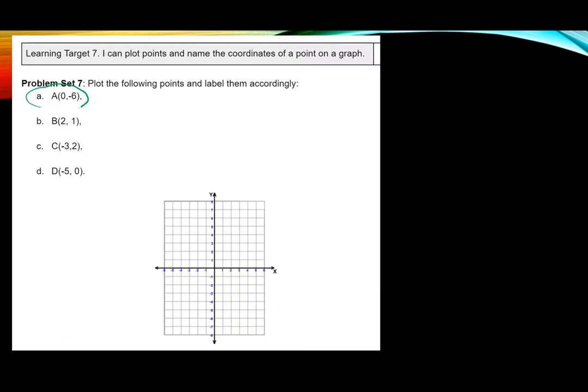So I'm going to take a look at A in green. We're going to first go with our X, right? It's going to be X before Y. You can think about that because of the alphabet.